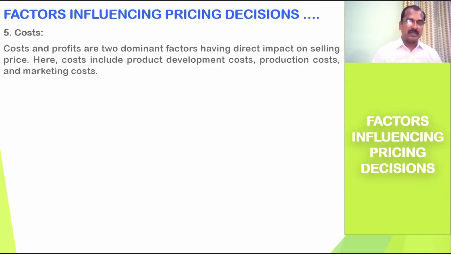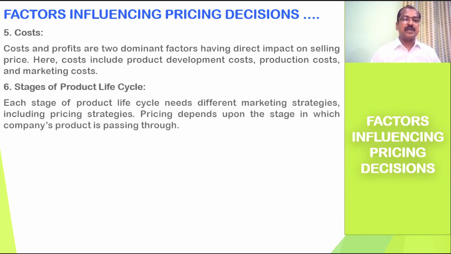The next one is about cost. Cost and profit are 2 dominant factors having direct impact on selling price. Here, cost includes product development cost, production cost, and marketing cost. However, I could say the production and marketing costs are more important in determining price. It is very simple that cost and price have a direct positive correlation.